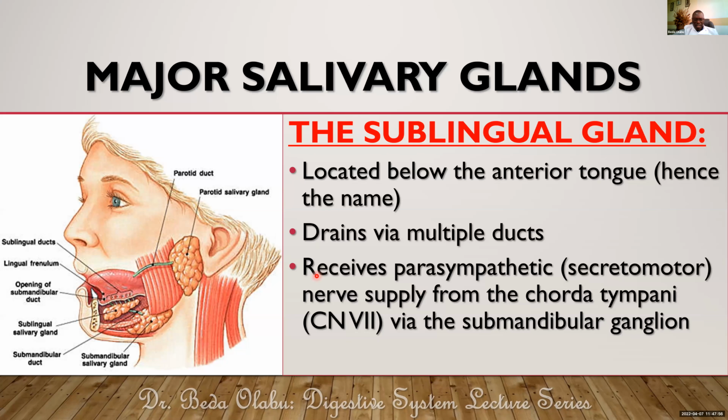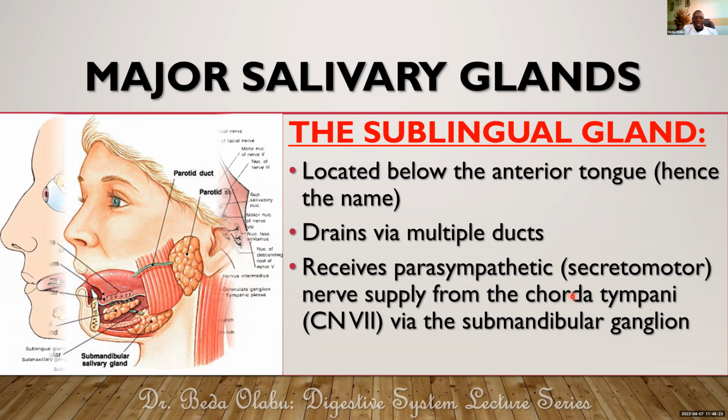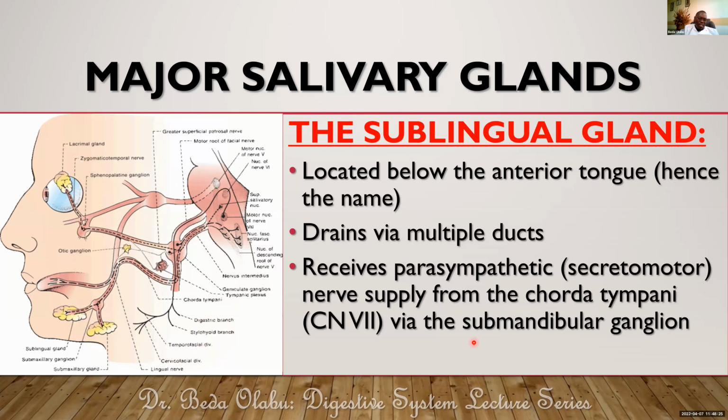Now, the sublingual gland receives secretomotor nerve supply from facial nerve. Facial nerve gives a branch, which is called the chorda tympani. And this chorda tympani usually join the lingual nerve as it goes to the sublingual gland. Remember, it is still parasympathetic, so we'll still have preganglionic and postganglionic fibers. In this image, we can trace that.